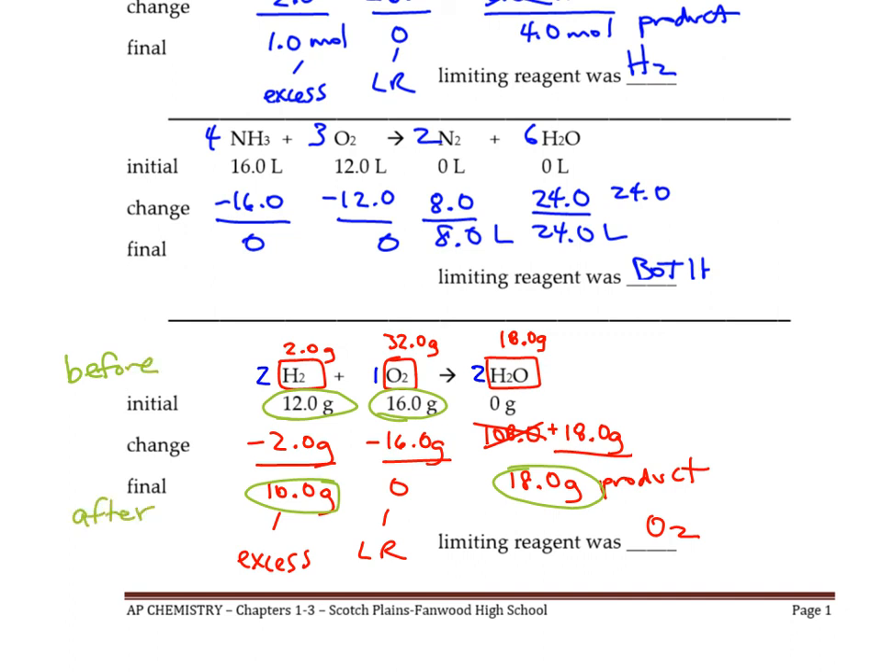So during the reaction, you should see that 2 and 16 react. That's going to make 18. So one more time, in a gram problem, the starting grams will always add up to the ending grams. And in the reaction itself, during the change, it's going to be the left side adds up to the right side.